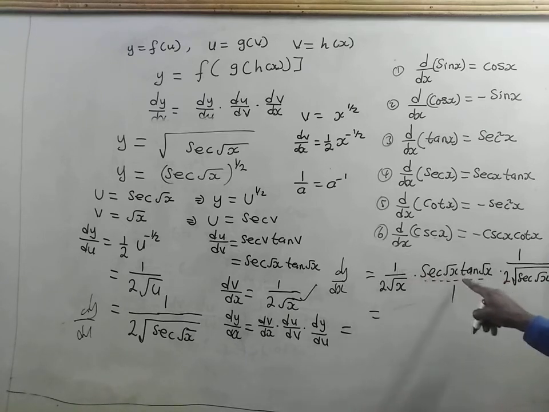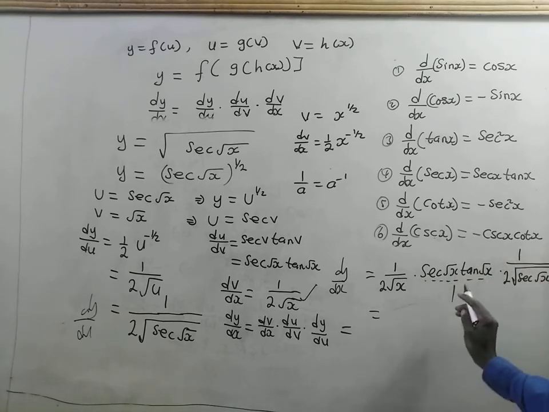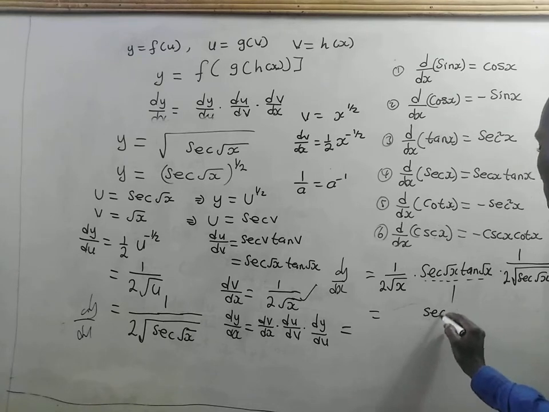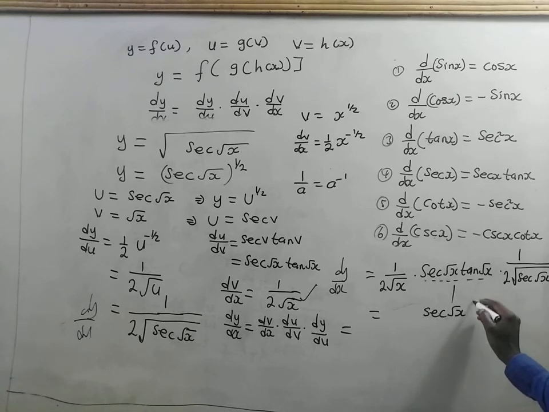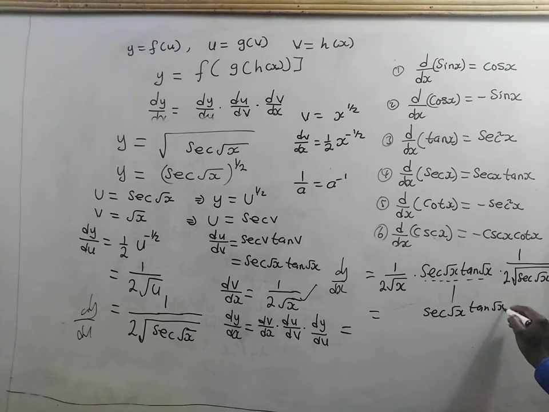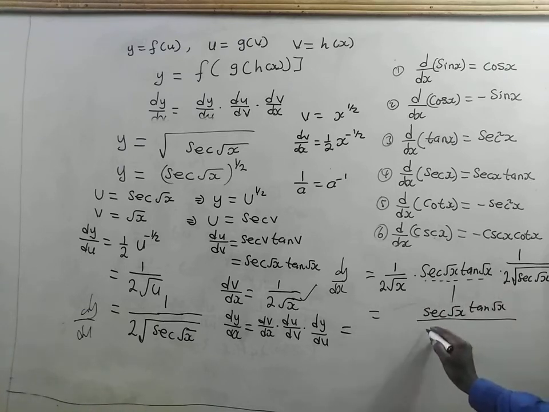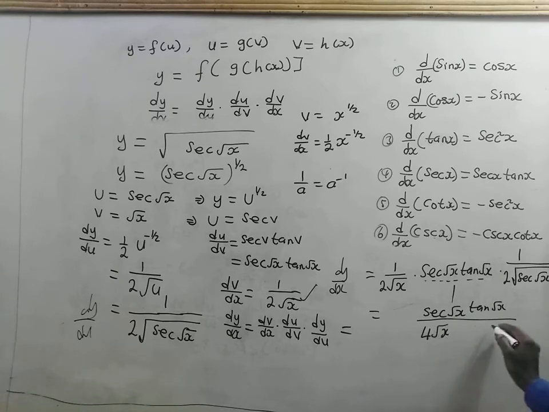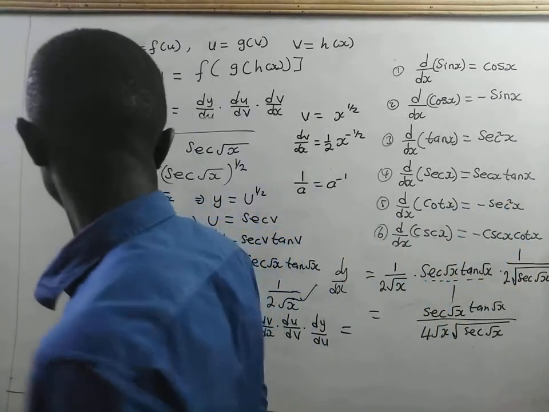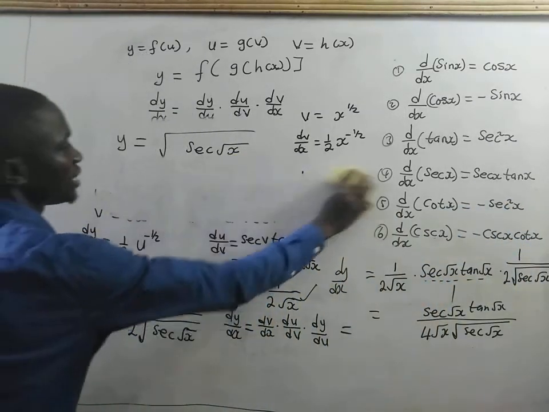So 1 times secant of root x times tangent of root x times 1 will give us secant of root x times tangent of root x, all divided by 2 times 2 is 4. So we are going to have 4 root x times root of secant of root x. Wow, now here we can just do simple simplification.